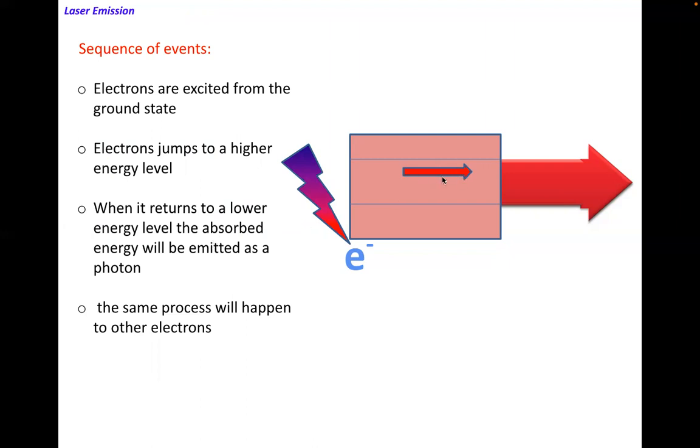So like this photon here. And the same process will happen to other electrons. There are a lot of electrons there, so a lot of them will be energized and go back to the ground state, and so will produce a lot of light. And these energy levels have the same frequency, have the same light.